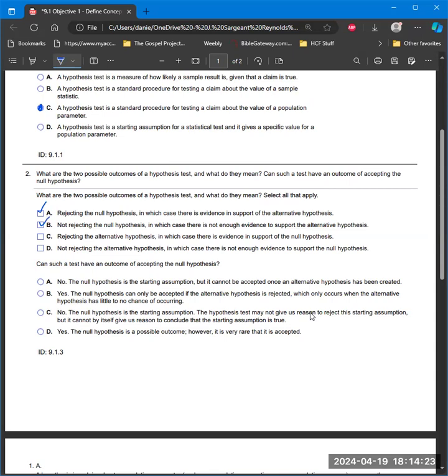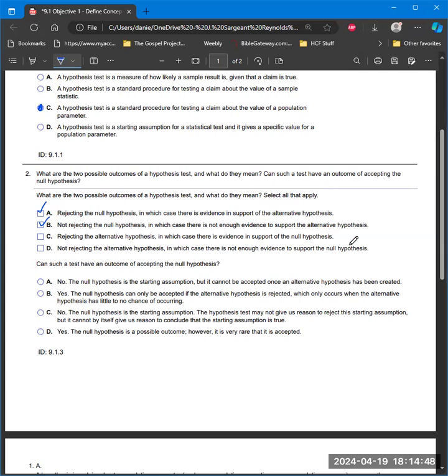And so when we reject the null hypothesis, then there's sufficient evidence to support the other hypothesis called the alternative hypothesis. When we fail to reject the null hypothesis, that's how I state that, fail to reject the null hypothesis, then there's not enough evidence to support the alternative hypothesis.